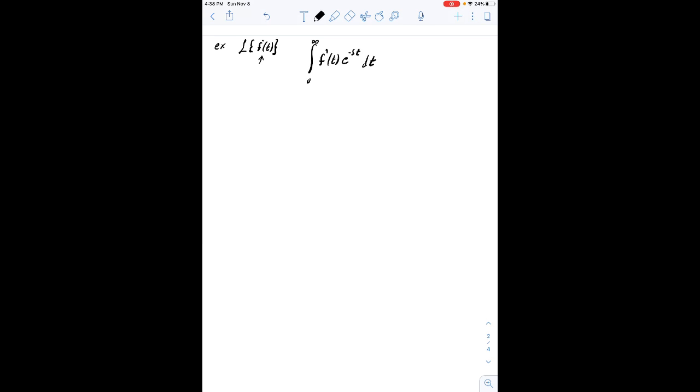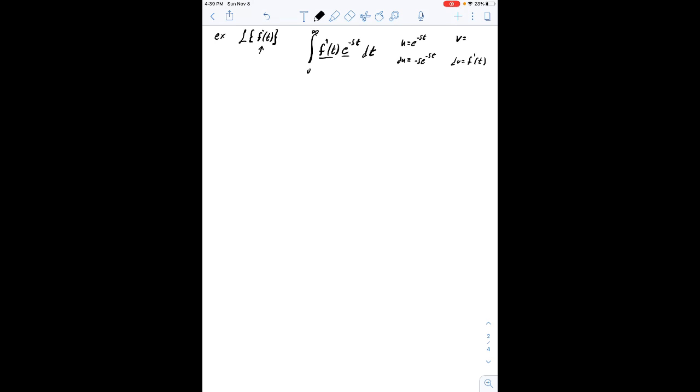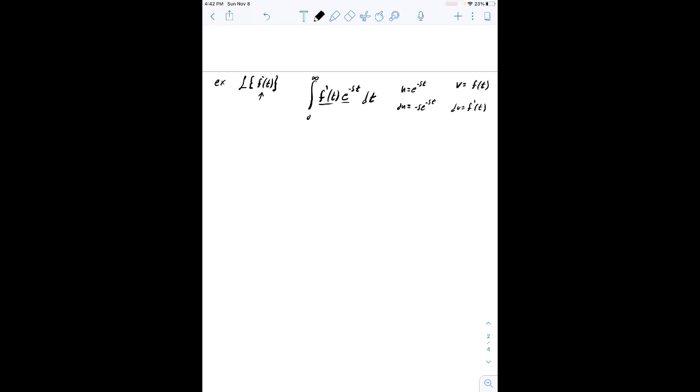We then do integration by parts since we have two functions. So we say u equals e to the negative st, du equals negative s e to the negative st, dv equals f prime of t, and v equals f of t, because the integral of a derivative is just the function itself.